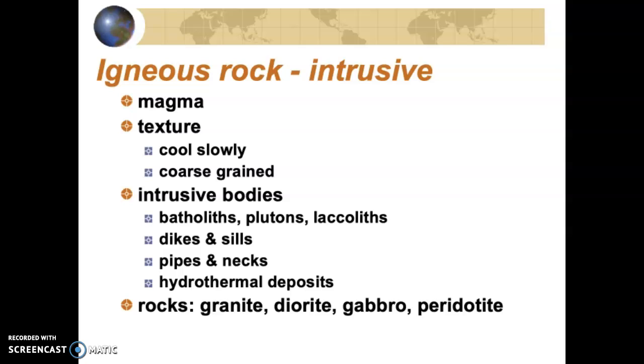So our intrusive activity, we call the molten rock magma. The texture of the rock, because it cools slowly, means you usually have some pretty large crystals. And by large, we mean they're definitely visible to the naked eye, and in some cases, they get quite large. They can be several inches, or in some unusual cases, several feet long. The different types of intrusive bodies are shown in your textbook in a diagram. I didn't include the diagram here, but these are some of the names that we give to intrusive rock bodies.